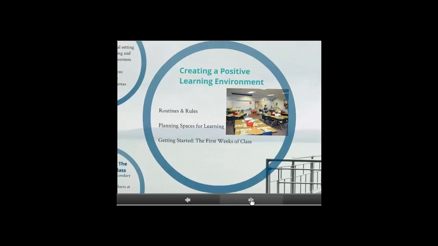Creating a positive learning environment. There are two elements that make up creating positive learning environments: establishing rules and routines, and planning the space where learning is going to take place.